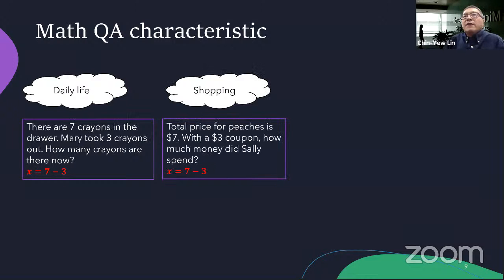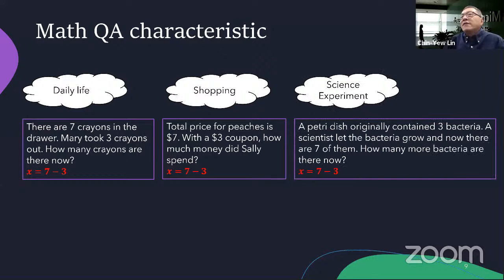And then the same thing you can say about shopping, but you can also do it in a science experiment. They are very different, right? But then they all map to the same equations, right? So really the challenge is for a natural language understanding system to really understand those texts and map them into these solution equations.